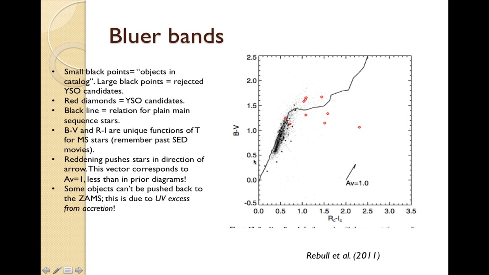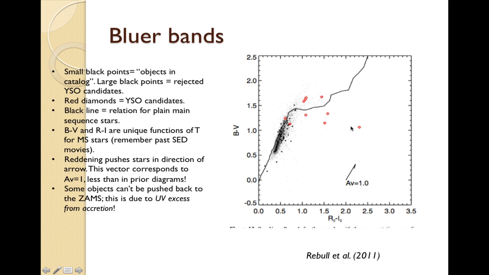Here are some bluer bands, B minus V versus R minus I from a different paper. Here again, all the dots are just things in the catalog. The black line is where I expect stars without disks to be. That cluster of points is the stuff that's the main sequence. And you can see it's a little bit offset from where I think the main sequence is. That's just the reality of measurement error. And the red diamonds are things that we kept as young stars.